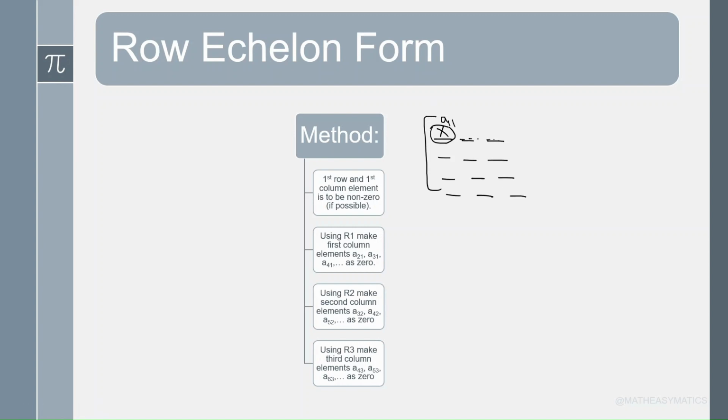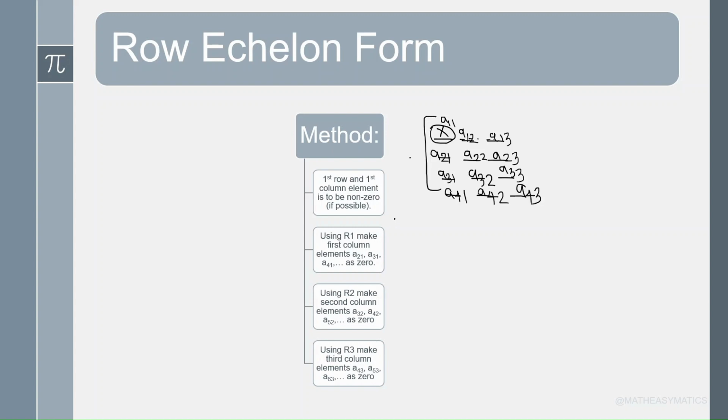This is A11, first row and first column. This is A22, A33. This is A21, A12, A13. This is A23. This is A31 and this is A32.